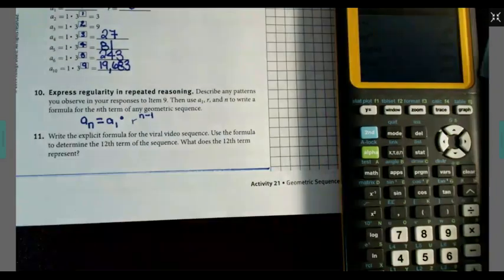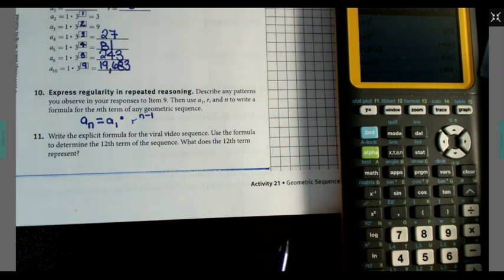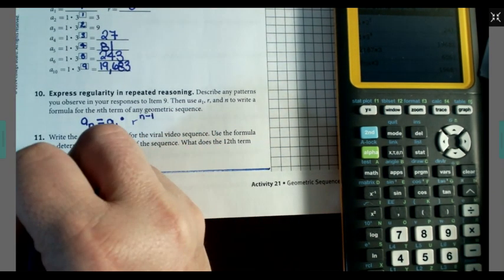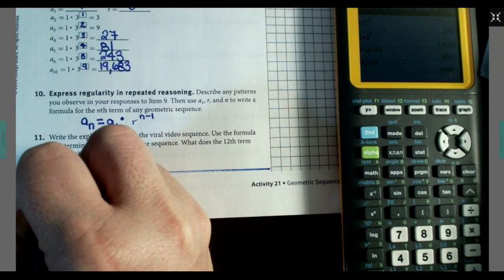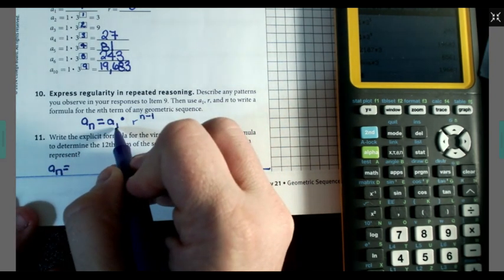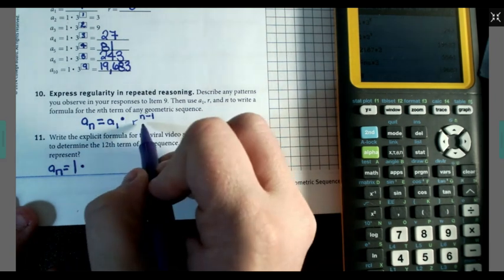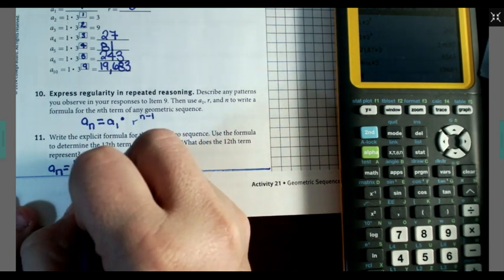Write the explicit formula for the viral video sequence. Use the formula to determine the 12th term of the sequence. And what does the 12th term represent? All right. Well, we're going to write a sub n equals. My a sub 1 was what? 1. My r was what? 3.